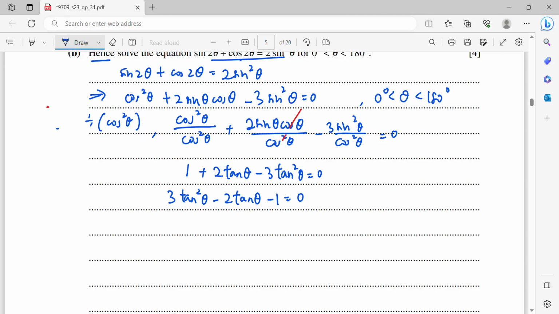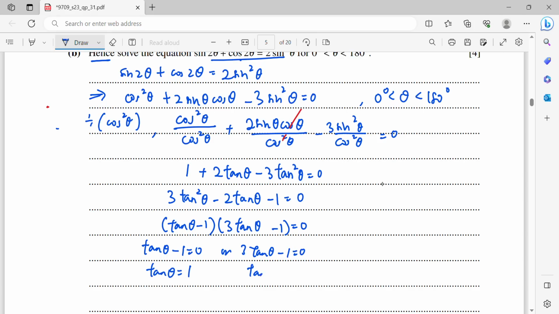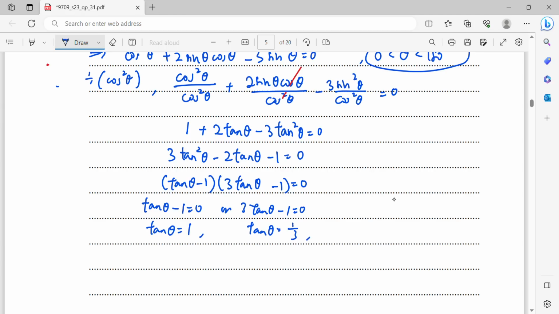Okay, so from here you can factorize this into 2 linear factors, but then it will be in terms of tangent theta. So now I will get tangent theta minus 1 multiply with 3 tangent theta minus 1 equals to 0. So from here, if the multiplication of 2 terms equals to 0 means that one of the terms must be 0. So I will say tangent theta minus 1 equals to 0, or 3 tangent theta minus 1 equals to 0. Hence my tangent theta is 1, or my tangent theta is 1 over 3. Okay, so by looking at this domain, theta from 0 to 180 degrees. So since your tangent theta are both positive, means that they will be in the first quadrant.